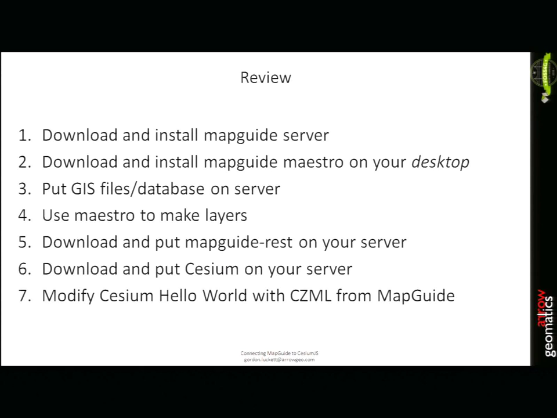And then you need to put the GIS files somewhere the server can see, right? So they need to be either moved up by FTP or point to a server, whatever. You need your data somewhere the server can see. You use Maestro to make the layers. You download MapGuide-rest from the GitHub, and you just basically paste it into the folder where MapGuide's installed. You download Cesium and put that in the folder, or you can point to the live JS libraries. And then you modify the Hello World with those four lines I just showed you. That's it. That's all I did to get this working.